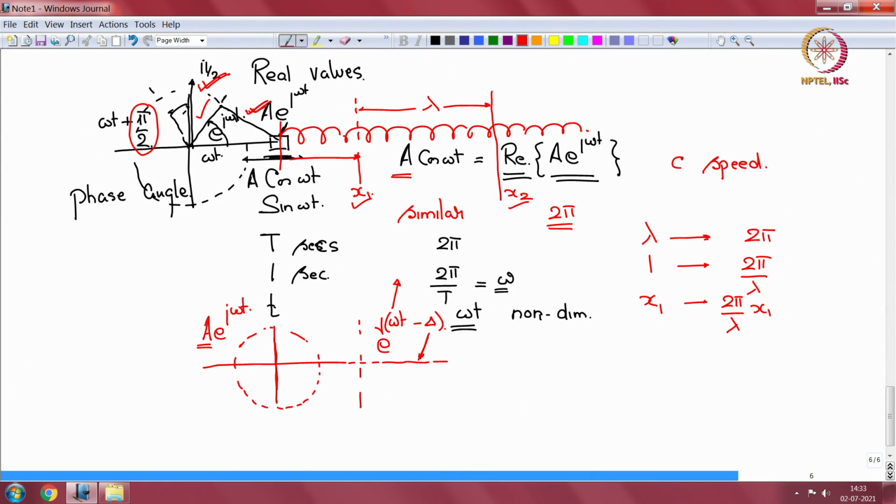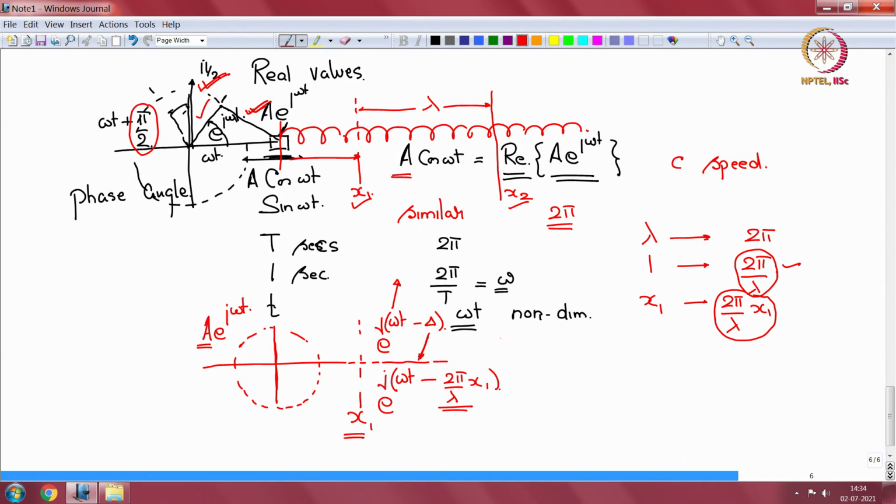So at x1 location, the phasor will be denoted by e to the power j omega t minus twice pi by lambda x1. That is the amount of phase delay. This is the phase delay over unit distance. This is the phase delay over x1. So that's the amount of phase delay. So that is what the location at x1 will be seeing.